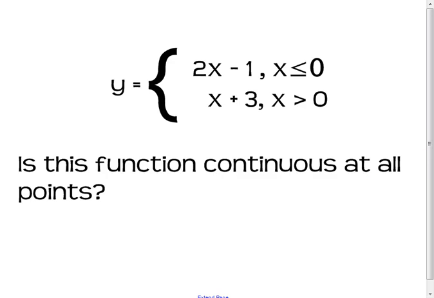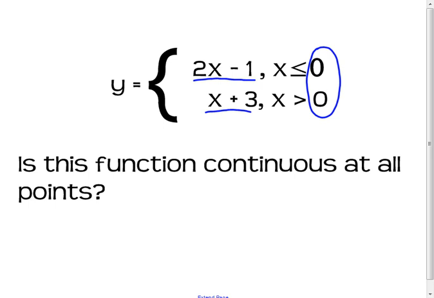Piecewise function, again, is this function continuous at all points? Well, what you want to do is look at each level. On this first level, we have y equals 2x minus 1. We should know that that is a line with a slope of 2 and a y-intercept of negative 1. We know lines are always continuous. And then we look at the second level, and that's also a line, so we know that's continuous also. The only chance of discontinuity then would be when we switch from one line to the other.